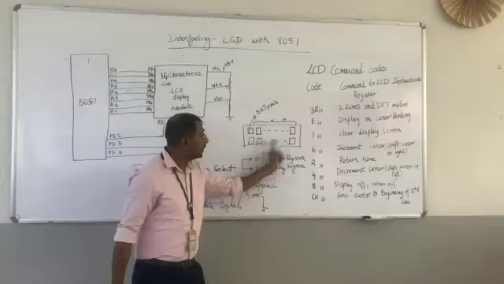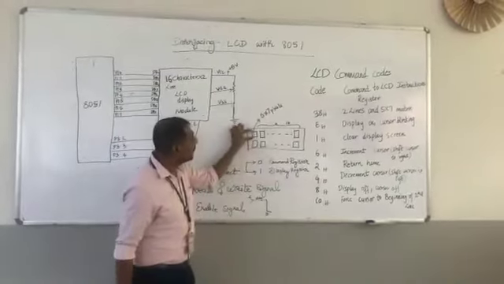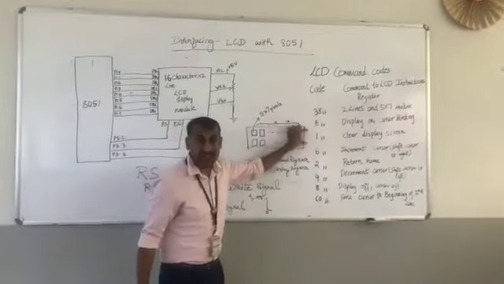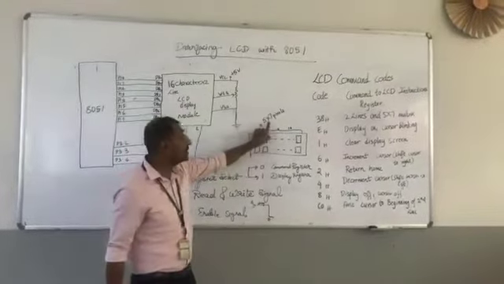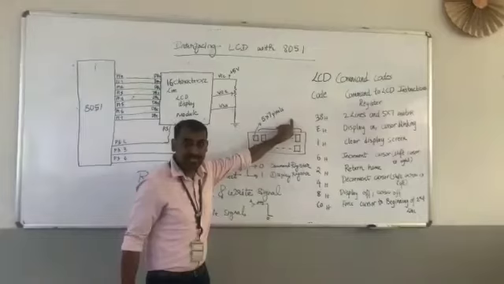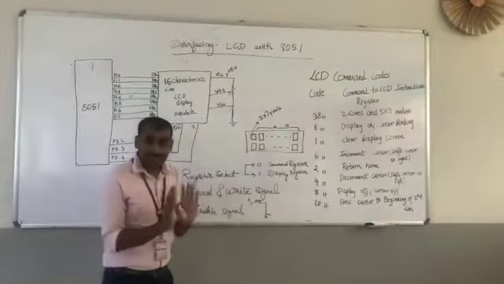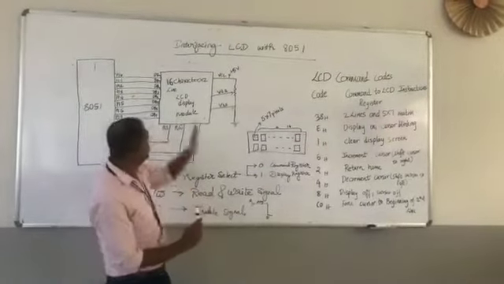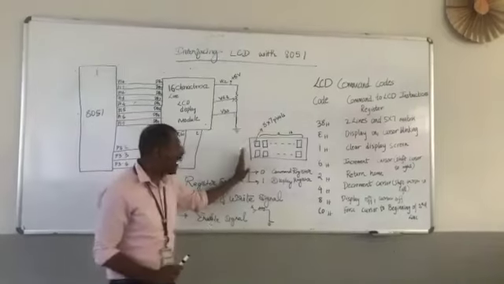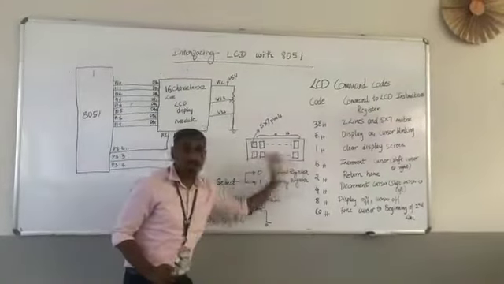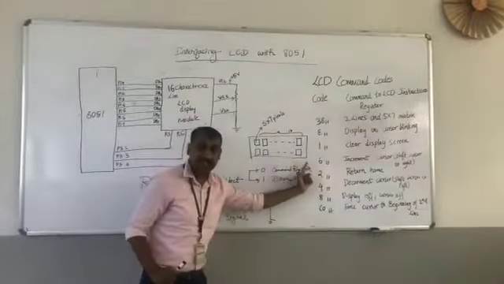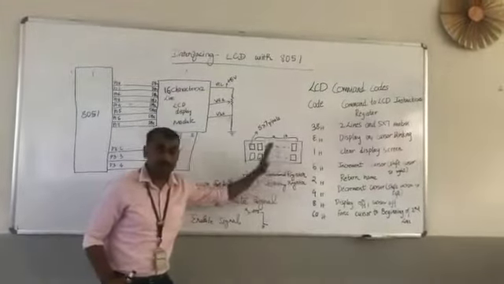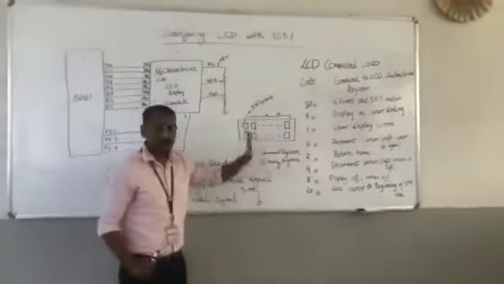Two lines in which each line will have 16 characters to be displayed, and each character box will be made up of size 5 cross 7 pixels. So in total, the LCD that we are going to display using 8051 is going to have 32 characters that could be displayed, 16 characters on the first line and 16 characters on the second line. Maximum of 32 characters can be displayed, right?